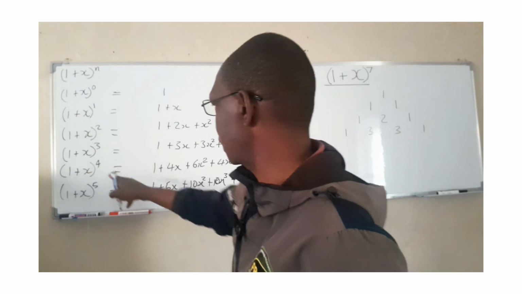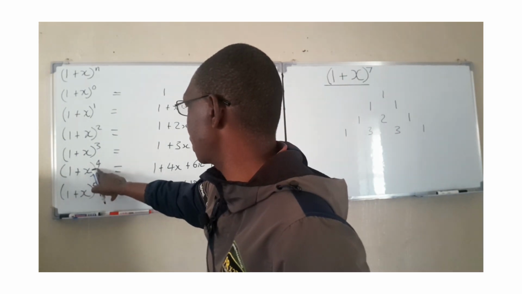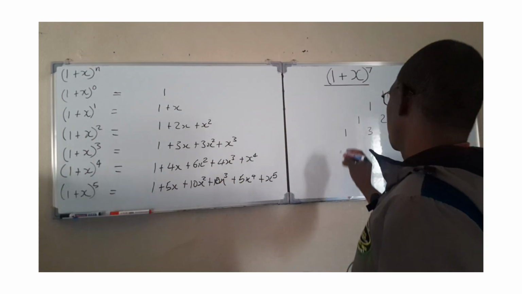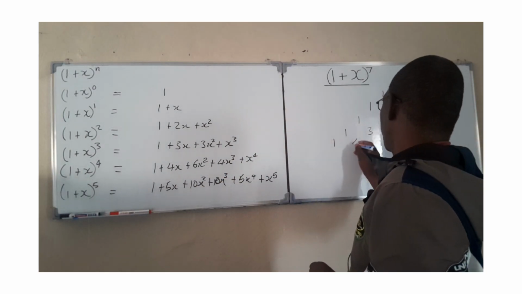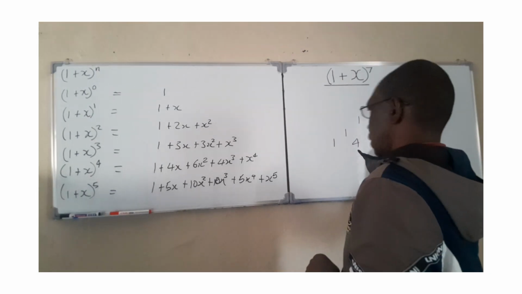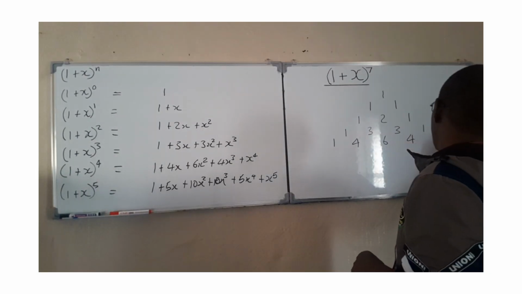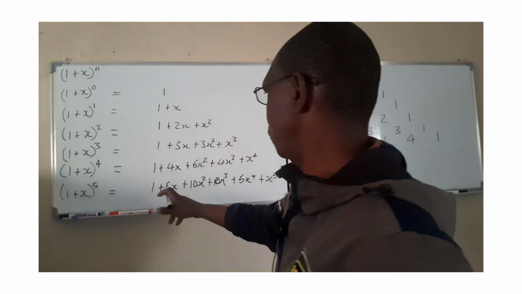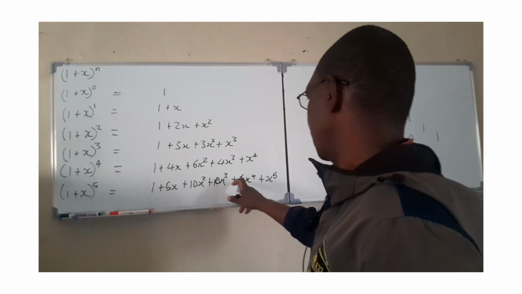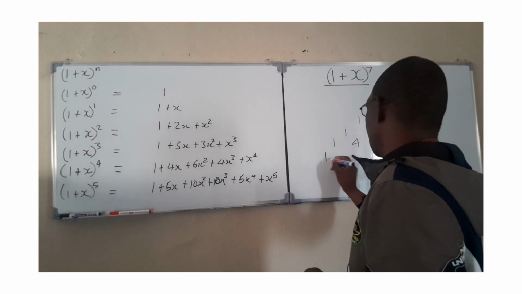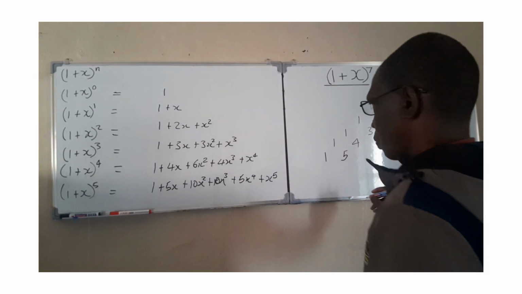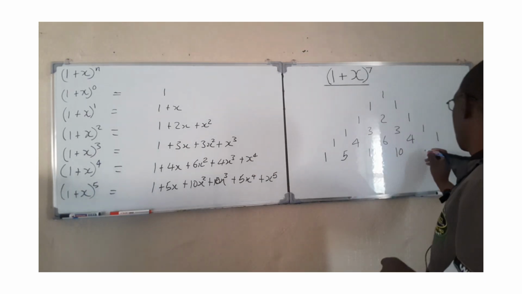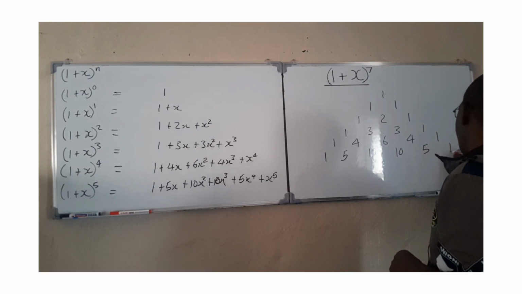The next one was n to the power 4. It gave us 1 and a 4 and a 6 and a 4 and a 1. So it gives us here a 1 and a 4 and a 6 and a 4 here, and of course a 1. Lastly, n was 5. We got a 1 and a 5 and a 10 and a 10 and a 5 and a 1. So we put a 1 here, we get a 5 here, we get a 10 here, we get a 10 here, and we get a 5 here, and we get a 1 here.